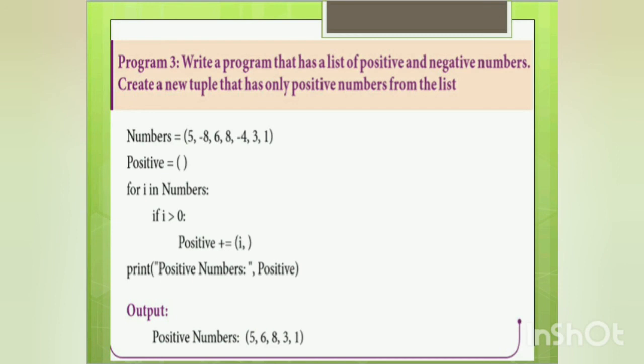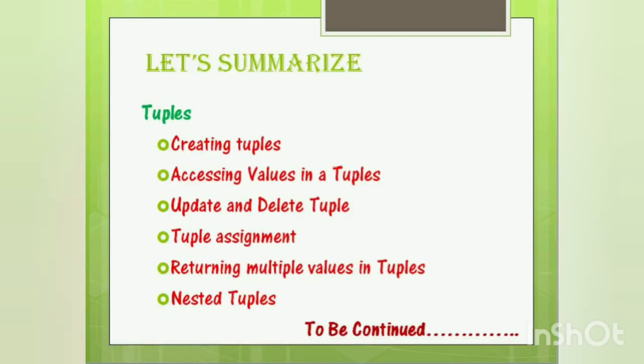Positive numbers is equal to, colon. What is in the positive tuple now? Parenthesis 5, 6, 8, 3, 1. Clear? Let's summarize this topic.